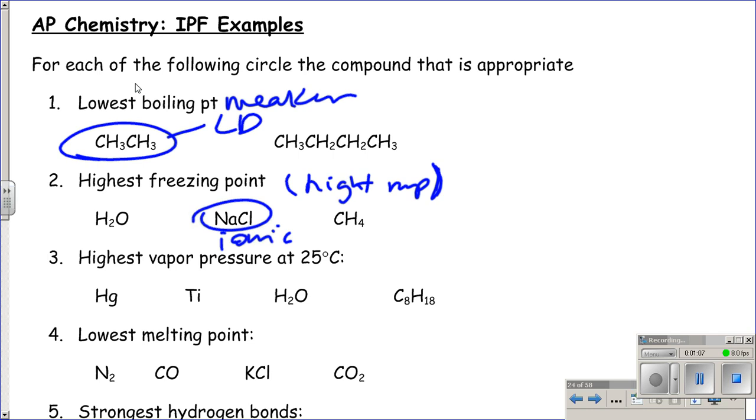Highest vapor pressure. Highest vapor pressure means it easily vaporizes. I have to write this out to myself so I remember what highest vapor pressure means, because it's creating a lot of vapor.